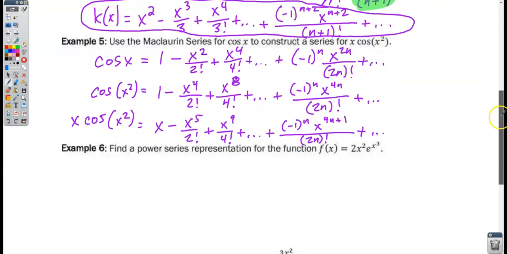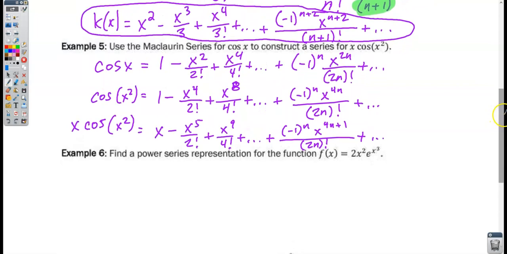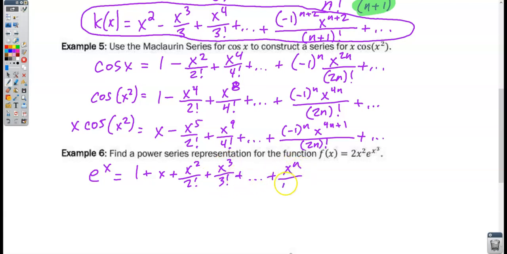Example 6. Find a power series representation for the function f of x equals 2x squared e to the x cubed. Again, we start with a known Maclaurin series. We know that e to the x is 1 plus x, plus x squared over 2 factorial, plus x cubed over 3 factorial, etc., etc. And the general term is x to the n over n factorial. So now we'll write a series for e to the x cubed, where we're going to replace all of these x's by x cubed.